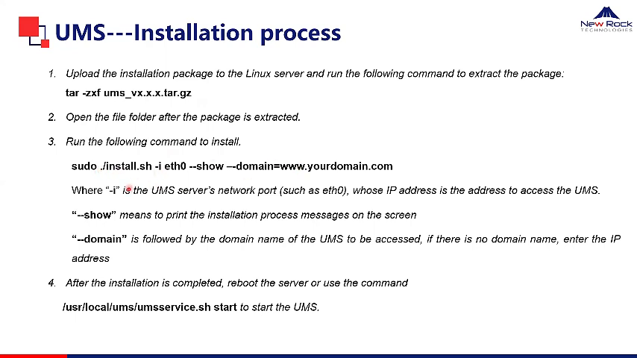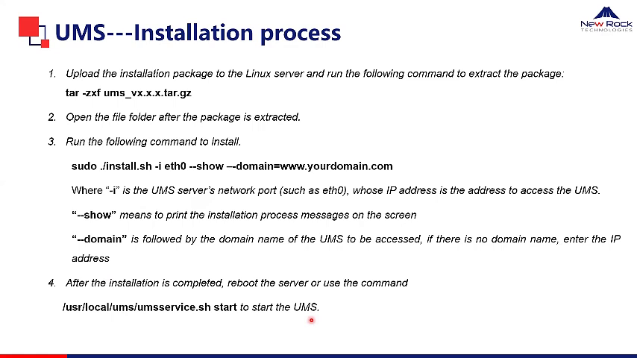Here, I is the UMS server network port, and this one means to print the installation process message on the screen, and domain is followed by the domain name of the UMS that is to be accessed. If there is no domain name, you can use the IP address. After the installation is completed, reboot the server or use this command to start the UMS. Okay, so that's the installation process.